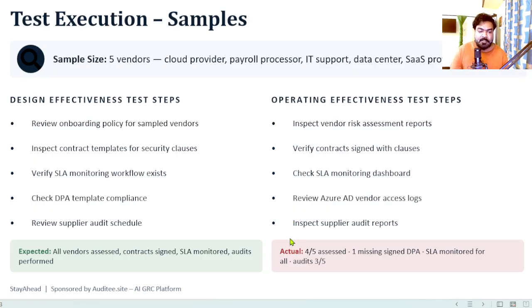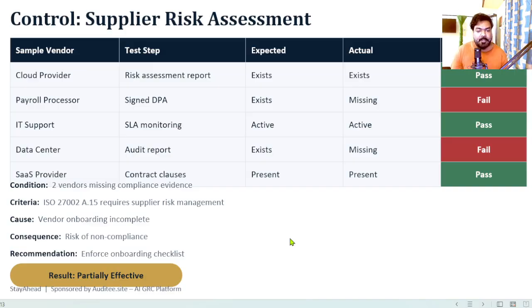Workpaper example, supplier risk assessment. Let's put that into an actual workpaper example for the control supplier risk assessment. The cloud provider risk assessment report exists as expected, pass. The payroll processor assigned DPA was expected but it is missing, fail. IT support SLA monitoring is active as expected, pass. The data center audit report was expected but is missing, fail. The SaaS provider contract clauses are present as expected, pass.